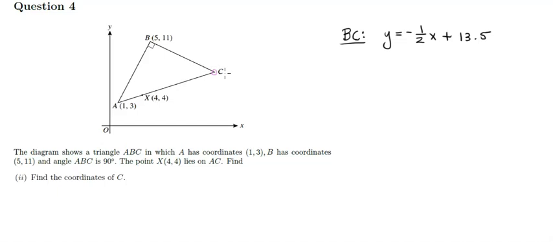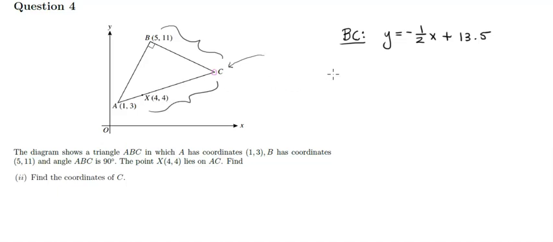Whenever you have to find a point that is the point of intersection between two lines, you have to get the equation of both of those lines that are intersecting at that point and solve the equations of those lines simultaneously. That's the only way to find the point where those lines meet, which in this case is point C. So we have the equation of BC already. We now just need to get the equation of AC, and then we can solve those two equations simultaneously.